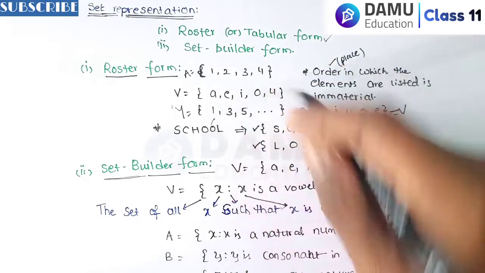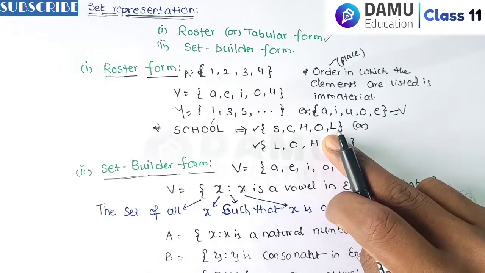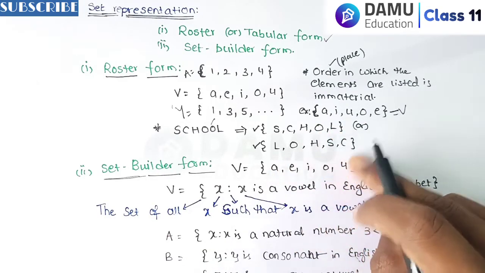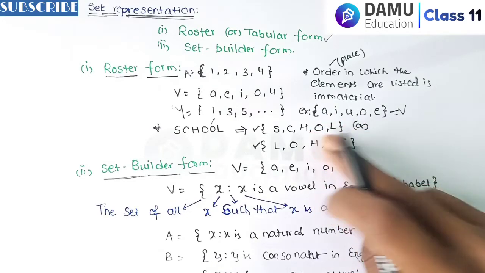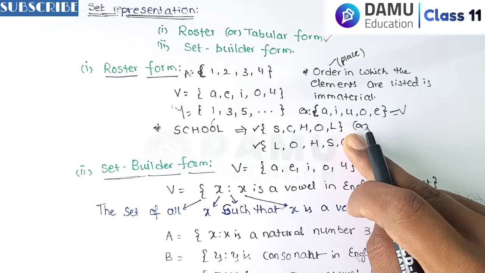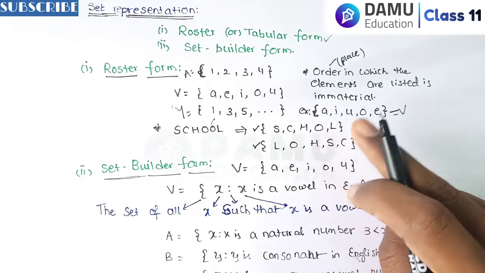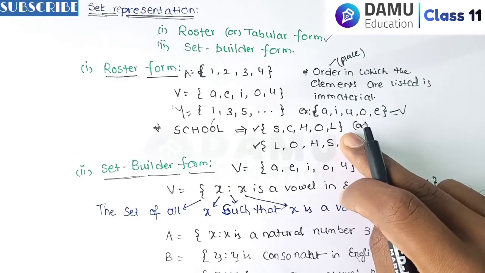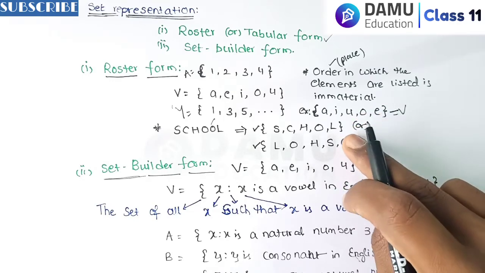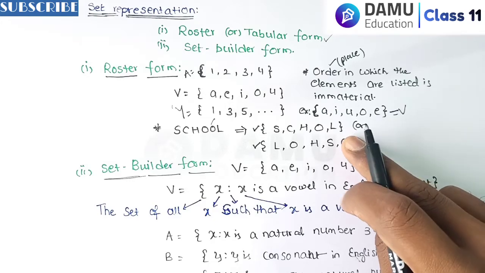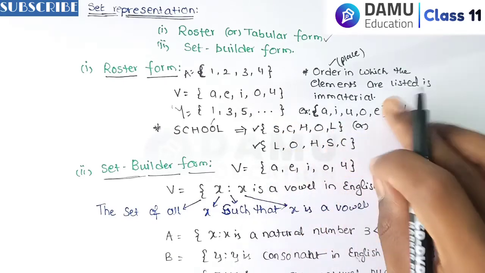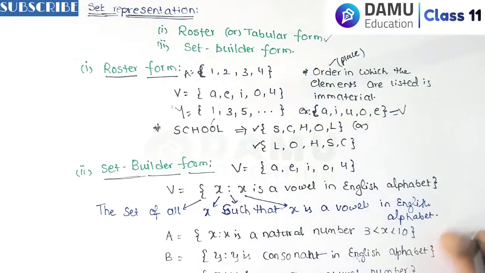Why have I not written O again? It is a duplicate element, it is repeated again. So for that you should not write it. Or you can write L comma O comma H comma S. All will be the same set, and elements are not repeated. You should not repeat elements. Don't forget that. And you can write any letter, any number, any object, element or member in the same set. That is the roster form. You can write the roster form like this.